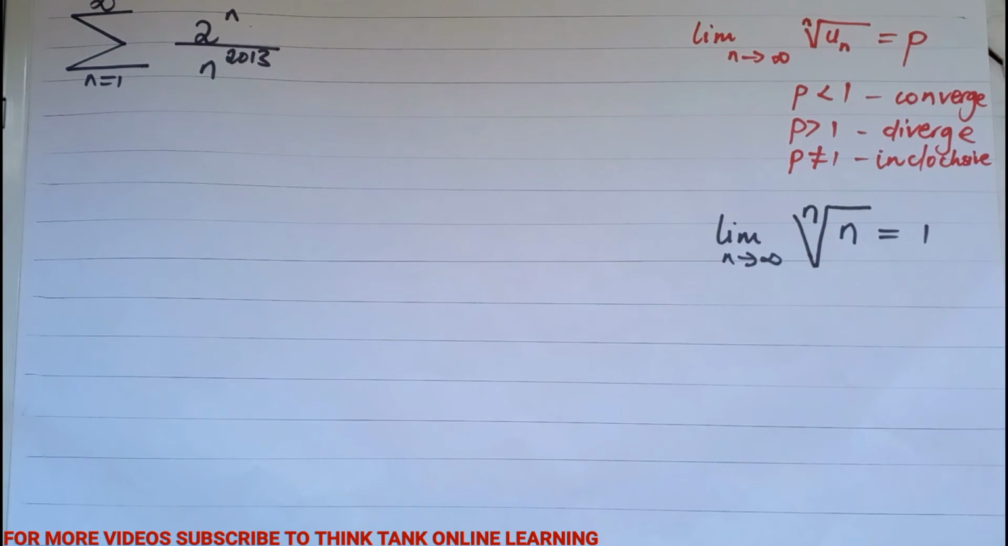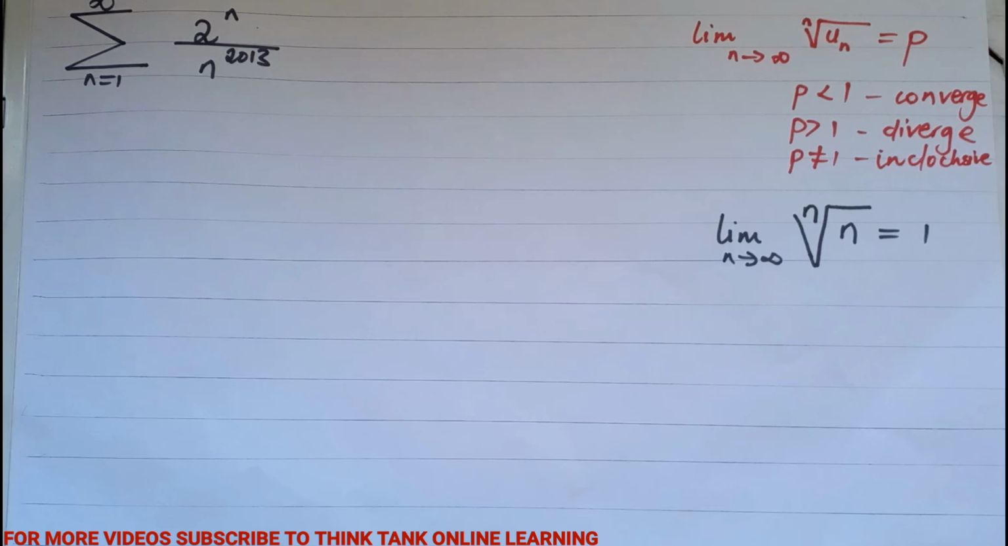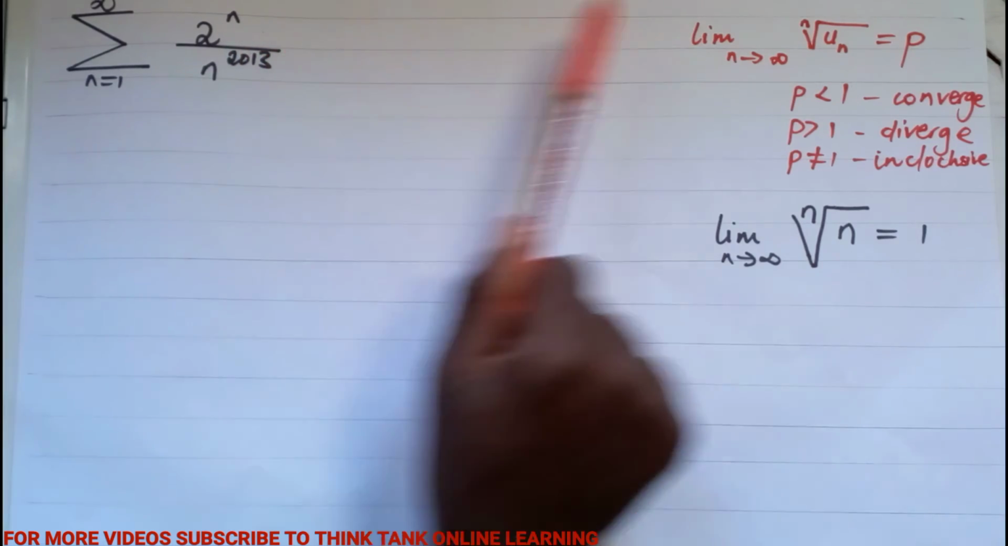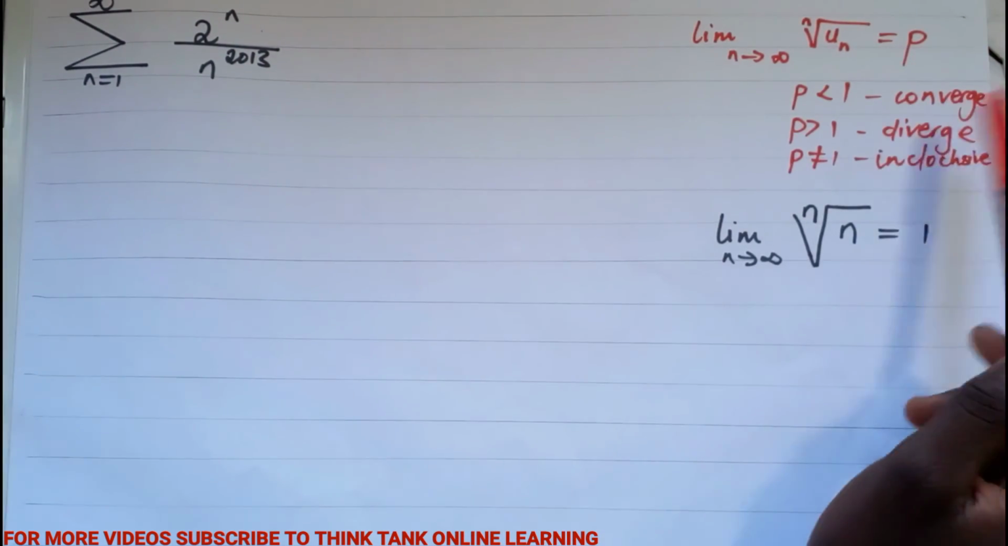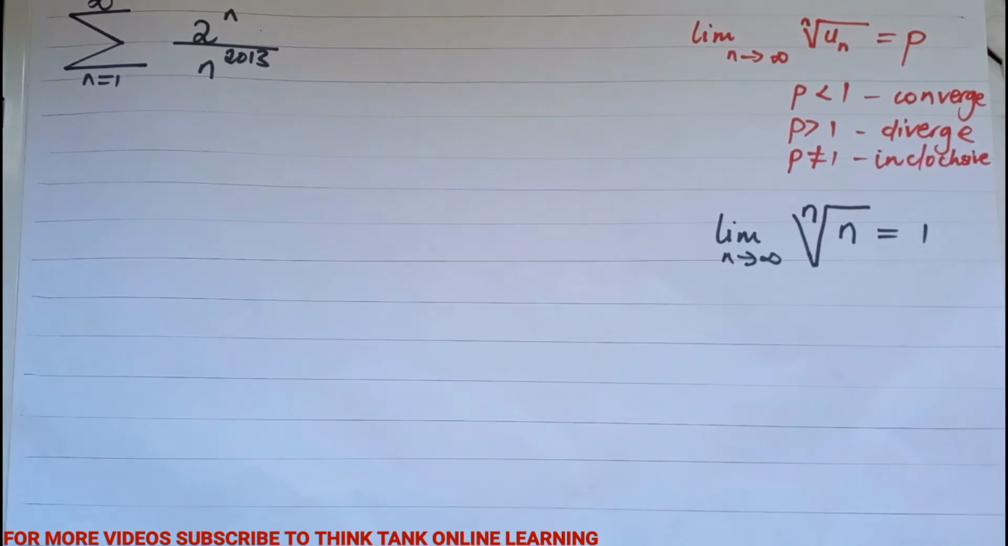Okay, so here I want to determine whether the series diverges or converges. We're given 2 to the power n over n to the power 2013. So we're going to use the nth root test. The nth root test is just saying we're going to take the nth root of this series and evaluate the limit, and the limit is equal to p. If p is greater than 1, then the series diverges, and if p is less than 1, the series converges. And p should not be equal to 1, because if p is 1, that means it is inconclusive. We have to use another test. Okay, so I'm going to do that here.